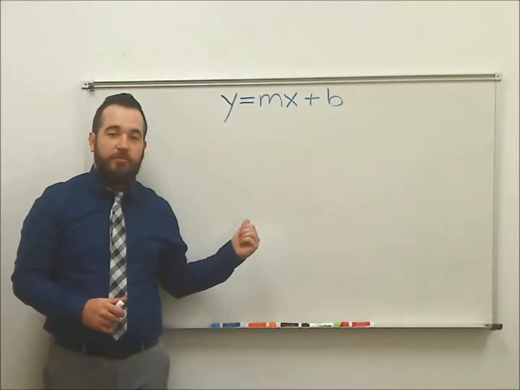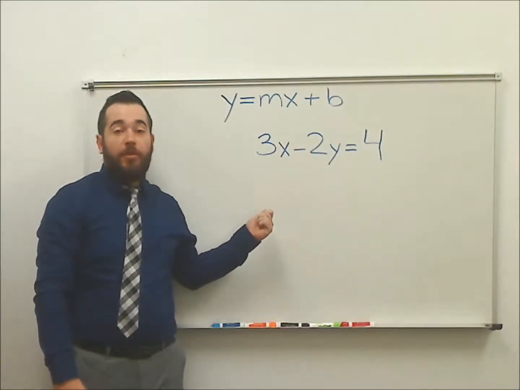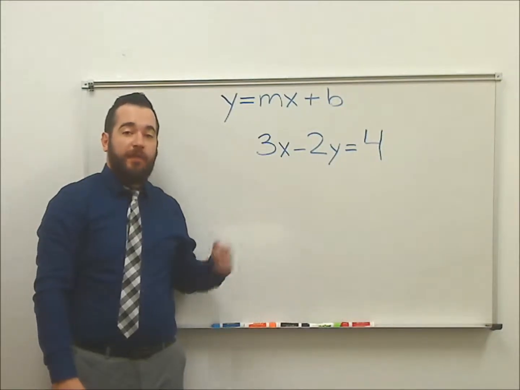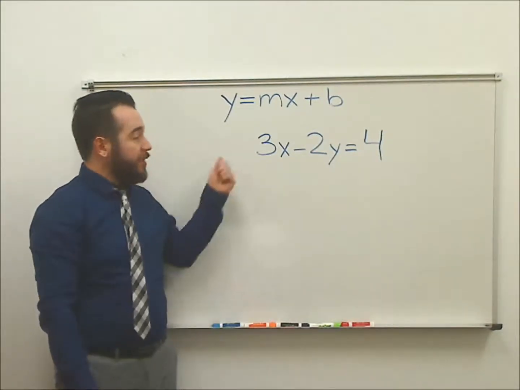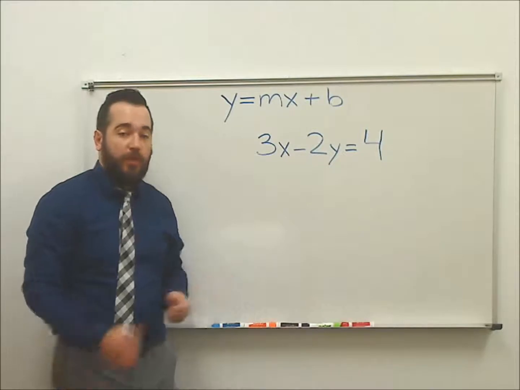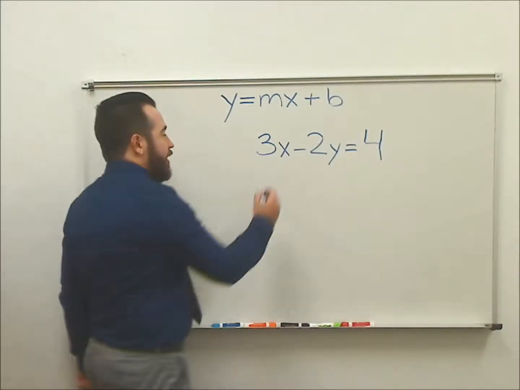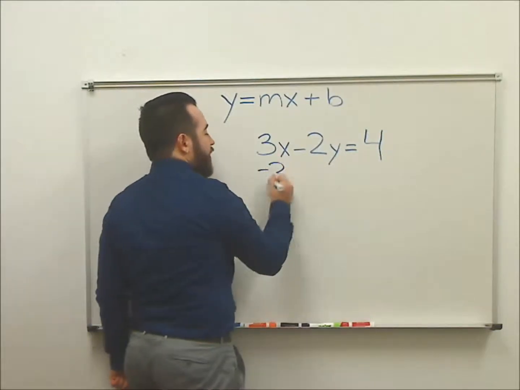Here's one: 3x - 2y = 4. All we're going to do is solve for y, and this will put it in slope-intercept form. Okay, so to start, let's subtract 3x from both sides, because we want to get the y by itself.